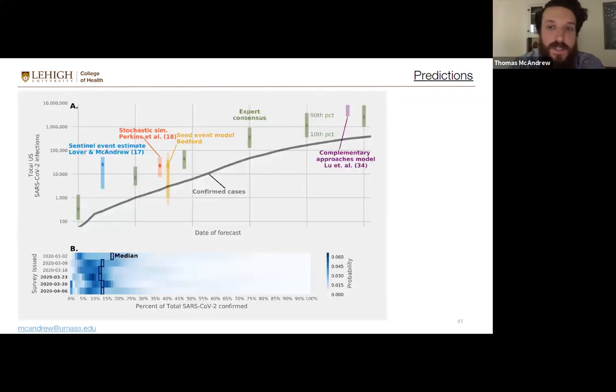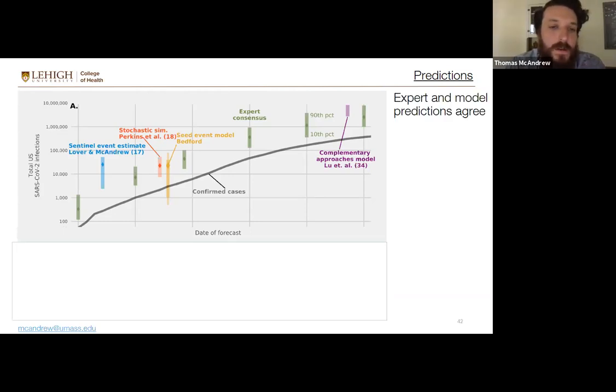Here are the results. This is a big figure. Let's take our time and unpack it one by one. Next slide, please. So we asked this question 6 times between March and April, and that's what these 6 vertical lines are. In green are the expert predictions. The bars are the 10th and 90th percentile, in other words, an 80% confidence interval. The dark green diamonds are the median.